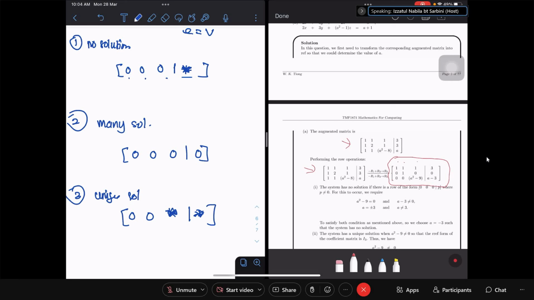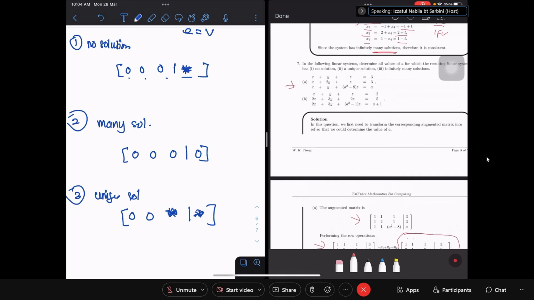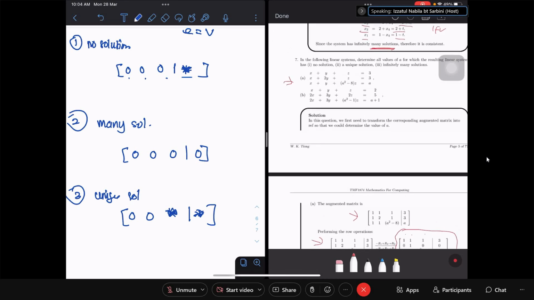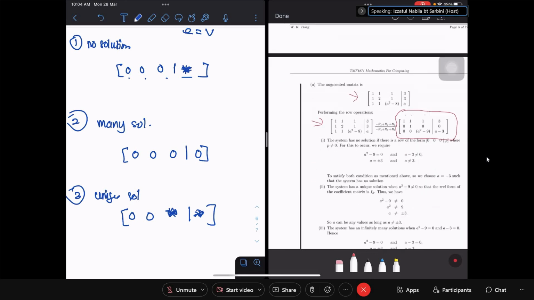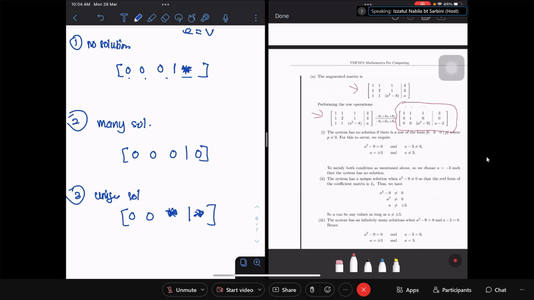Okay. Now for this case, it is 3 by 3. The number of variables and number of equations is the same. So you need to decide lah. Because you want to know the value of a for no solution, unique solution, and infinitely many solutions. So kalau no solutions, if no solutions, it means that this a square minus 9 has to be equal to 0, but a minus 3 cannot be equal to 0, because we want the last row to become this, to make it become no solution.